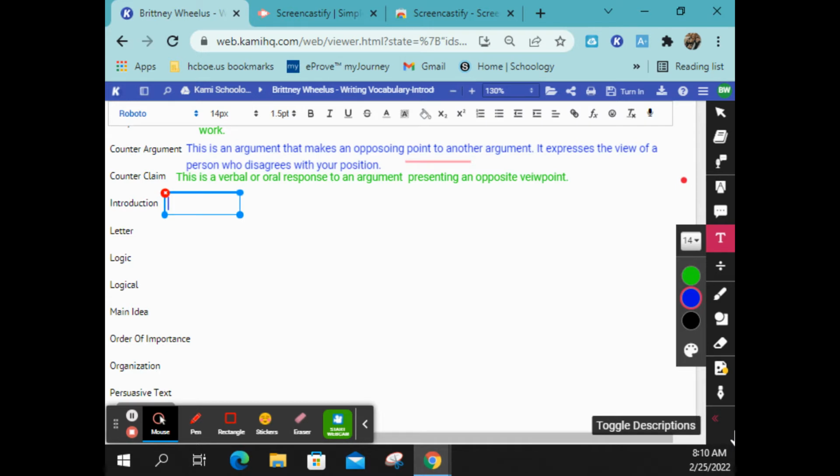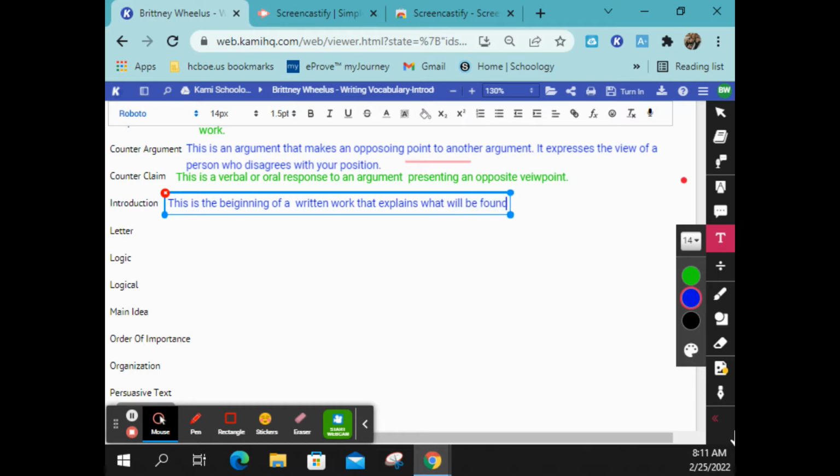All right, an introduction. I feel like everybody knows this one really well. Okay, an introduction does what? Introduces. Okay, this is the beginning of a written work that explains what will be found in the main part.